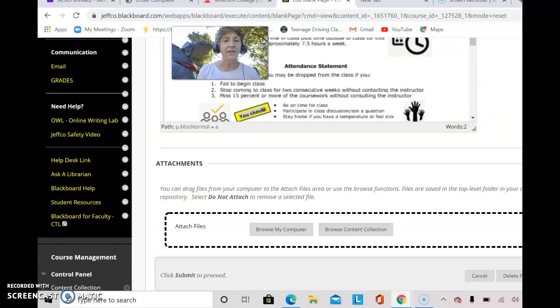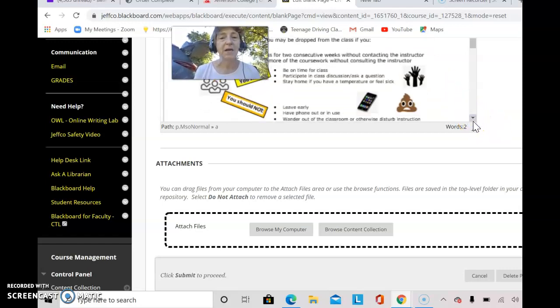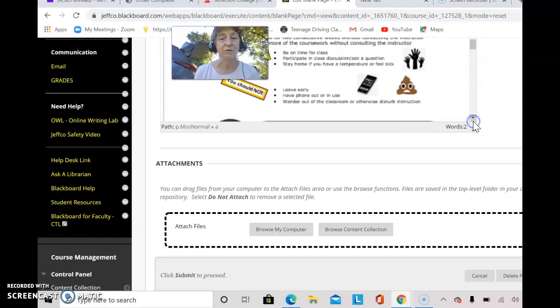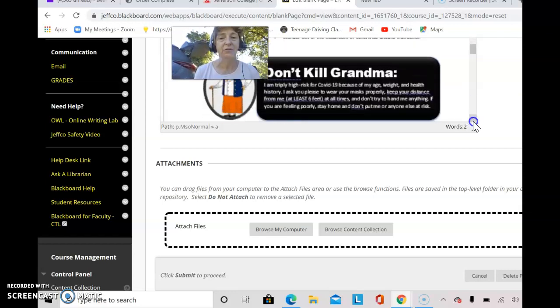Now that we're looking at the attendance statement, you see that you may be dropped from this class if you fail to begin class, you stop coming to class, or you miss more than 15%. Your job is to be on time, participate in class discussions, and stay at home if you have a temperature or feel sick. You should not leave early, have your phone out or in use, or wander out of the classroom or otherwise have disturbing actions.